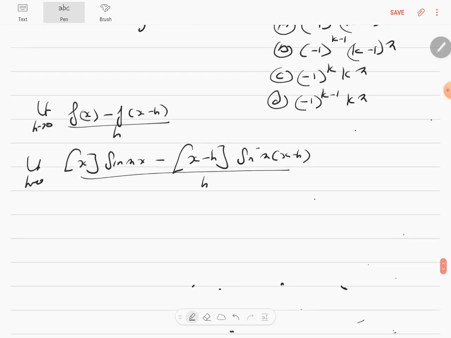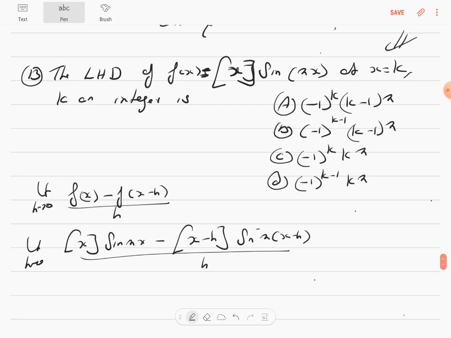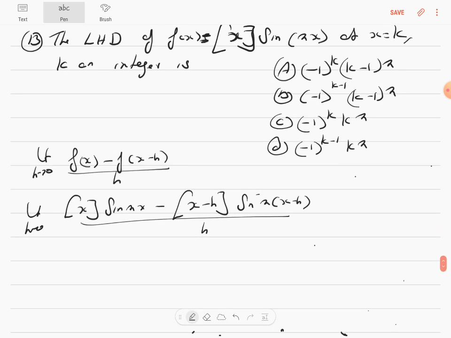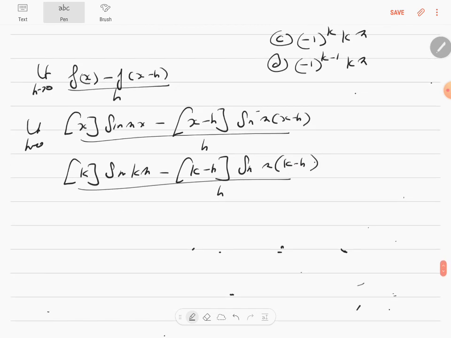The greatest integer function of x into sine pi x, this component you can replace everything as k because x is approaching k. So you can write it as k into sine k pi minus the greatest integer function of k minus h into sine pi into k minus h, by h. Whatever the value is k, if k is an integer 1, 2, 3, 4, this is going to become 0.